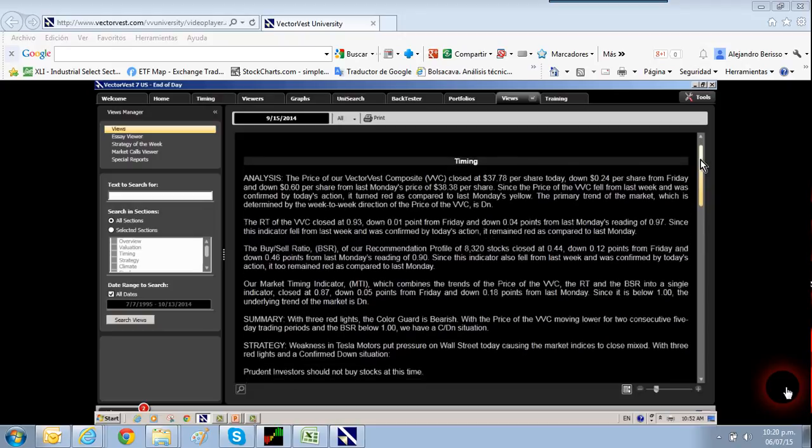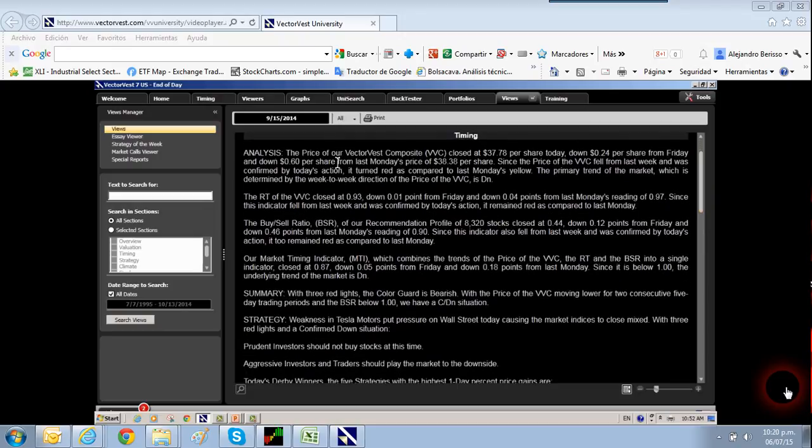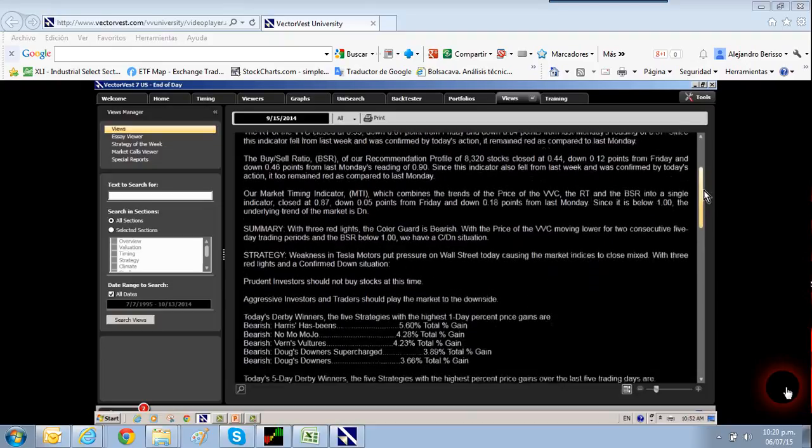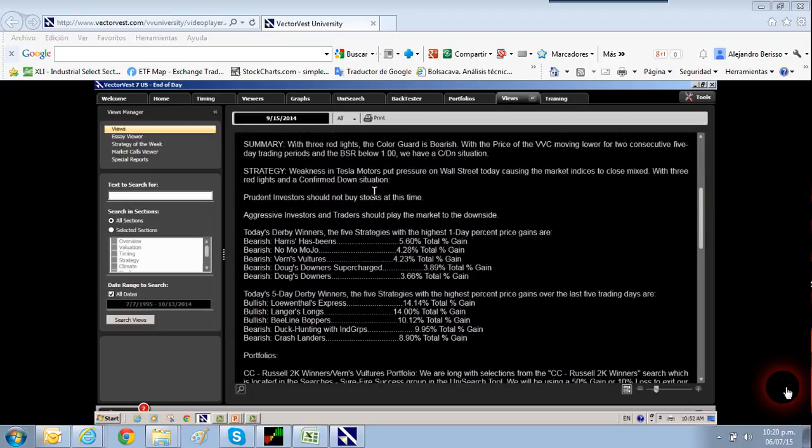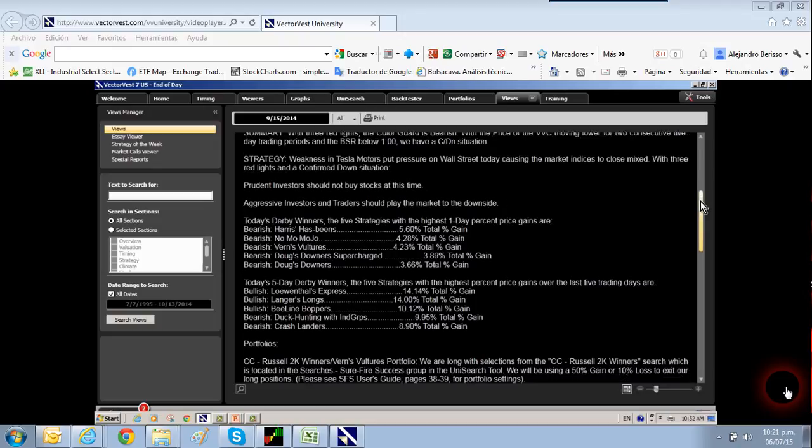If I scroll down here, you can read what we were saying in the color guard. So this first paragraph says what the price column was. So right here it'll say it turned red compared to last Monday's yellow. Now if you want a more visual, you can continue to scroll down. And actually before you get to the visual, it'll give you the summary and a strategy. So on that day we were saying prudent investors should not be buying stocks. Aggressive investors play the market to the downside.